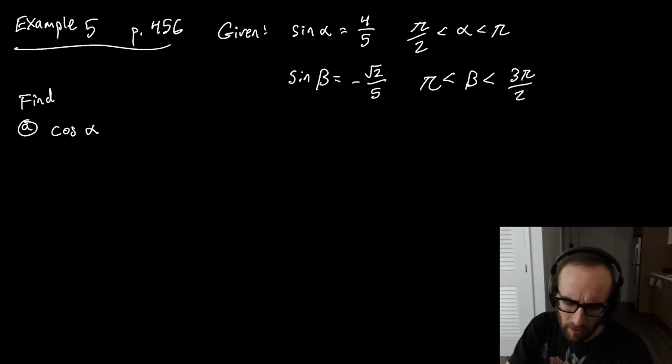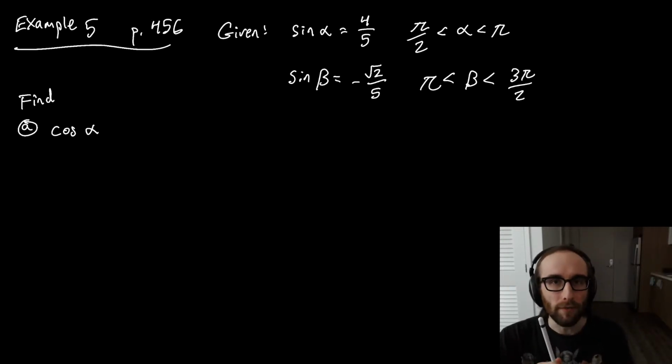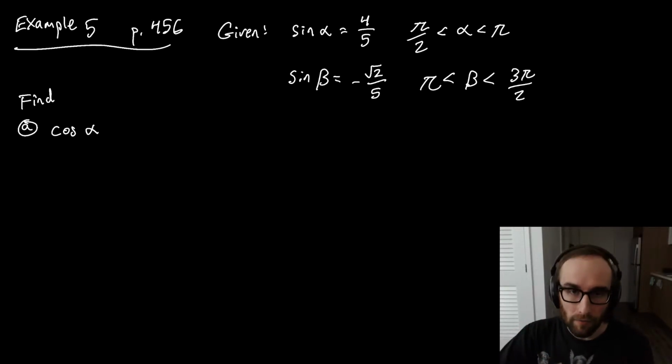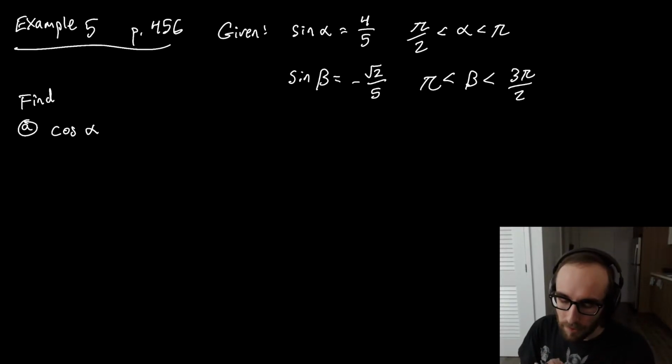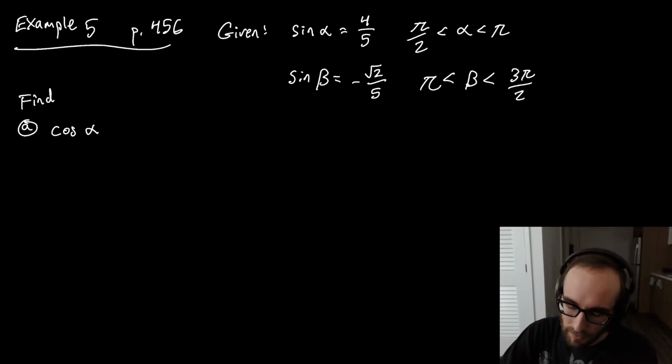Let's take a look at letter A. So we're told to use this information to find cosine of alpha. So taking a look at alpha, which is the first pair of information we're given, the first thing I want to look at is actually the angles. So the restriction there.